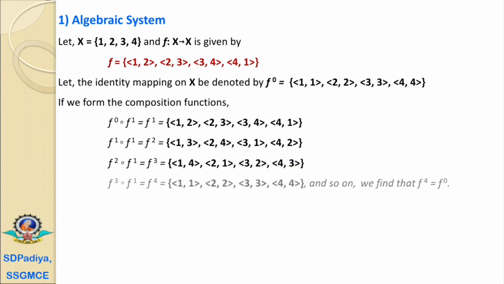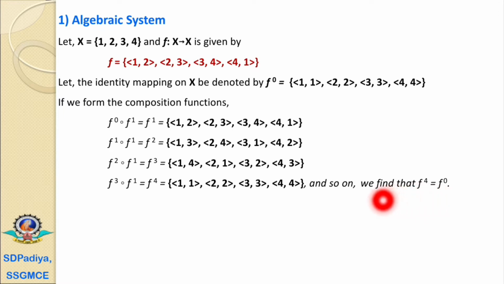Again, if we solve to find f raised to power 4 as f raised to power 3 composition f raised to power 1, it will be a set of ordered pairs (1, 1), (2, 2), (3, 3), and (4, 4). If we look at this f raised to power 4, it is the same as f raised to power 0.